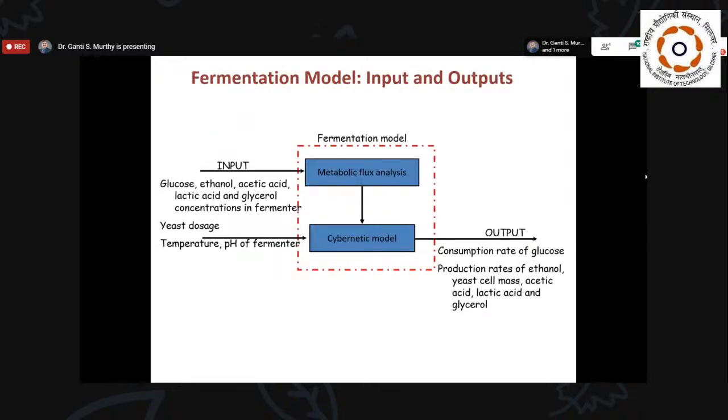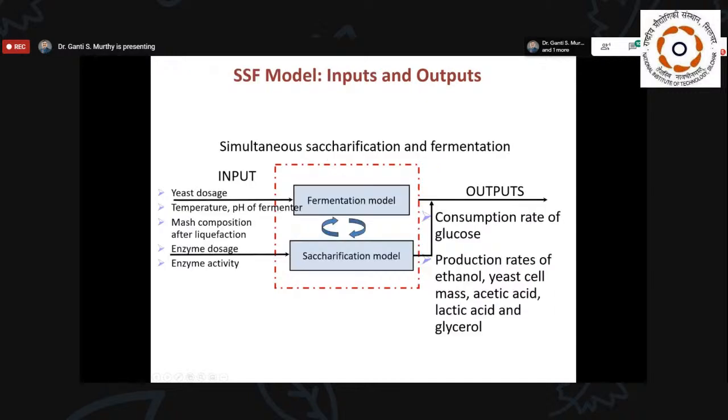So then we made that cybernetic model, and we also had our fermentation model, which will have glucose, ethanol, acetic acid, lactic acid, glycerol concentrations in the fermenter, the yeast dosage, the temperature and pH of the fermenter. So that cybernetic model will output consumption rate of glucose, production rate of ethanol, yeast cell mass, acetic acid, lactic acid, and glycerol. And then basically, this is our simultaneous saccharification. We put together the fermentation model and the saccharification model that I discussed earlier to form what we call the simultaneous saccharification fermentation process. Remember, this is the process that happens in that second step, which we want to control.